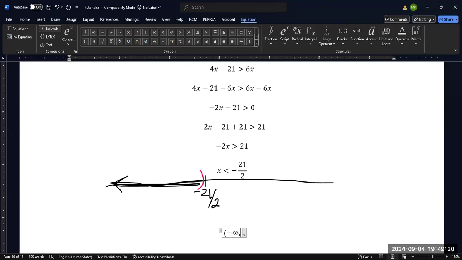But for the -21/2, that could be included or not included. In this particular case, because it's strictly less than, it is not included. So we would write -21/2, and then the parenthesis, not the square bracket, is going to indicate that it is up to but not including that value. And so that is our interval notation.